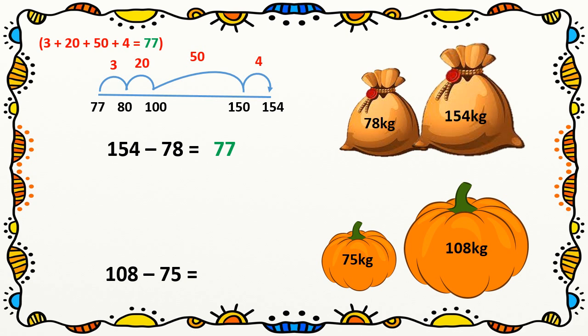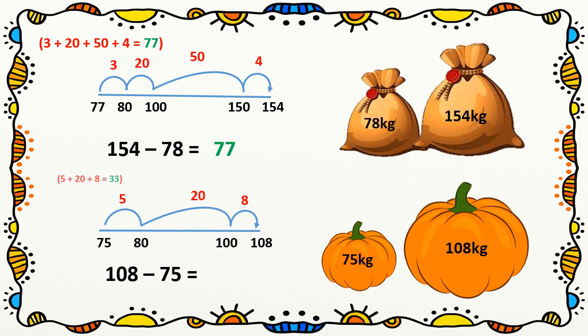108 minus 75 is equal to. 75 onto 80 is 5. 80 onto 100 is 20. 100 onto 108 is 8. 5 plus 20 plus 8 equals 33.